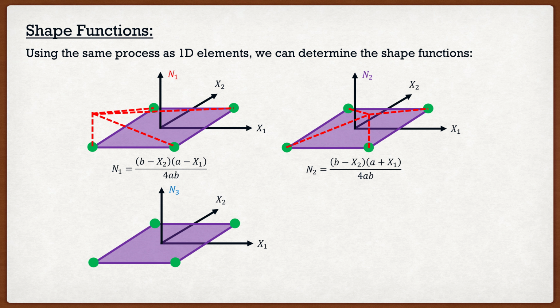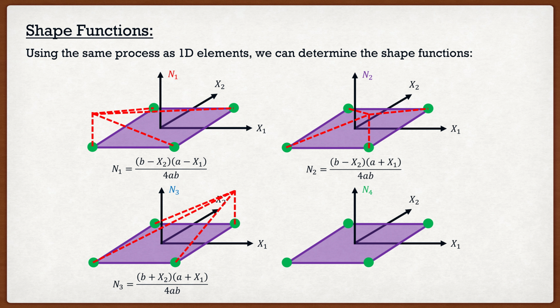So looking at node 3, again, it has to have a value of 1 at node 3, a value of 0 at the other nodes. We can find our equation. And then finally, N4, same procedure. We're going to have a value of 1 at node 4 and a value of 0 at the other nodes. We can get the following equation.